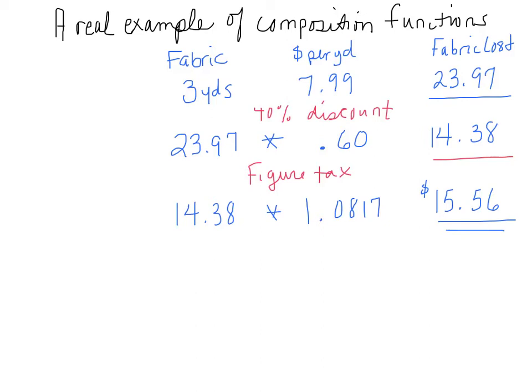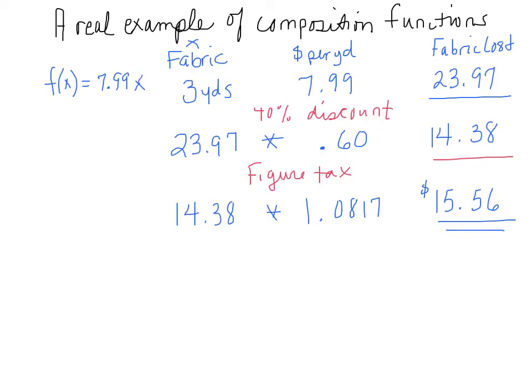This is a composition function. So let's think about this a second. X is going to be the amount of fabric that I use. So if I'm doing a function, and let's just call it f of x, my original function will be x, the fabric, times the price per yard, which in this case was $7.99.